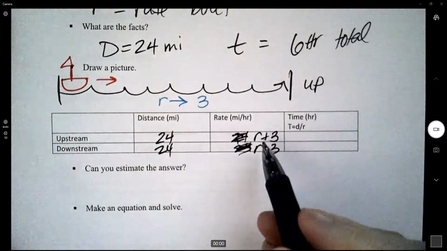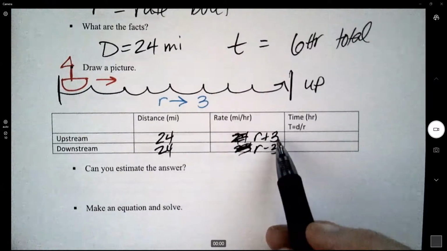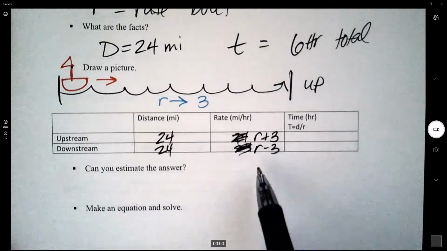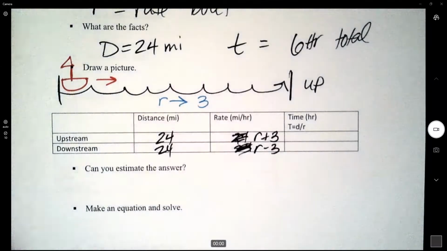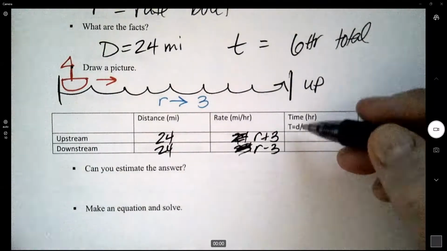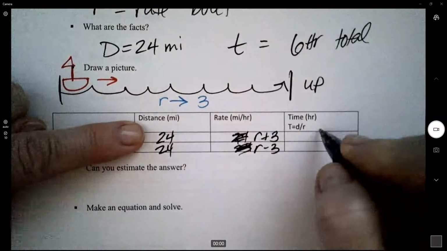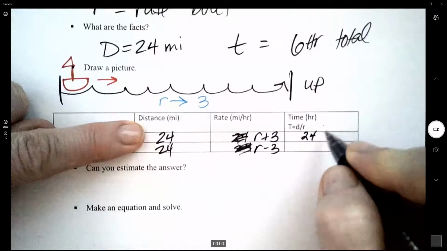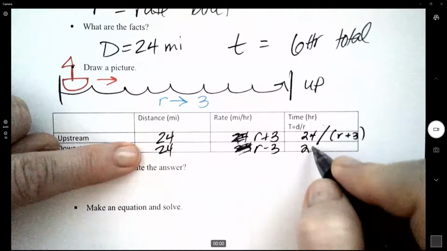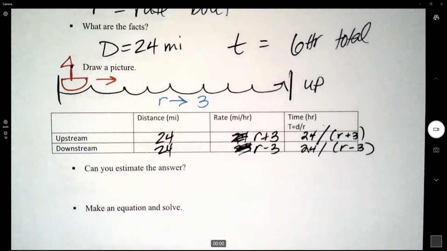Okay, so on the way there, my rate is going to appear to be going 3 miles per hour faster than the boat actually is going. But on the way back, it's going to appear that I'm going 3 miles per hour slower than the boat is actually going. Now, if you remember from the first page, we designated time as being distance divided by rate. So I've got distance right here, which is going to be 24 divided by rate. And for downstream it's going to be the same 24 divided by the new rate since I'll be going slower.